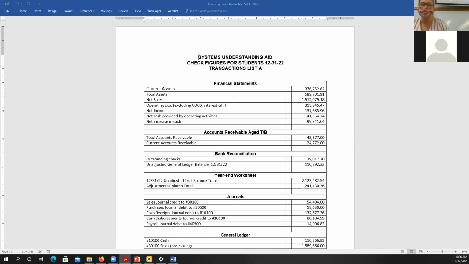So I'm going to attempt to move this back over to my secondary screen so that we can look at this together.